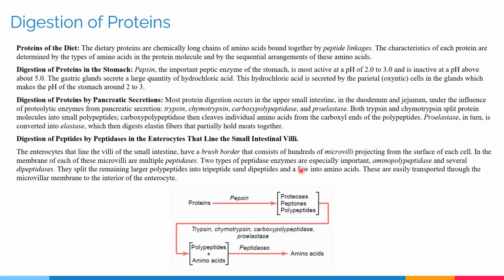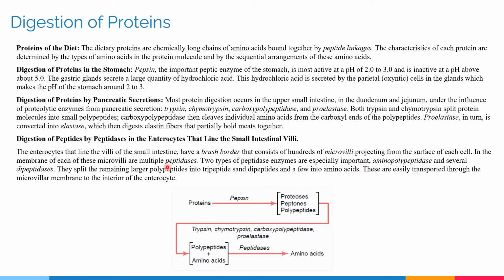Two types of peptidase enzymes are especially important, which are aminopolypeptidase and several dipeptidases. They split the larger polypeptides into tripeptides and dipeptides and a few amino acids. These are easily transported through the microvillar membrane to the interior of the enterocytes.